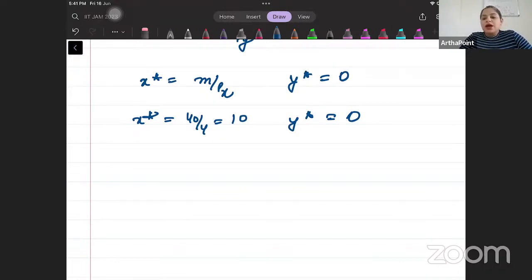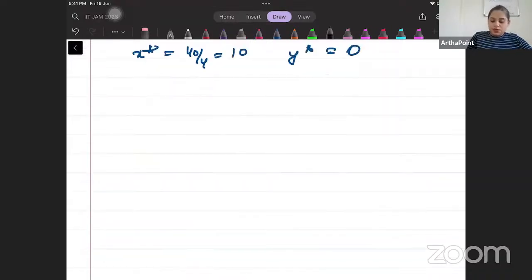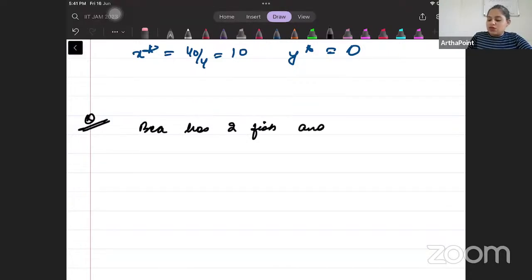Okay. Now, what we will do next, the questions that we will take next will be related to general equilibrium, beta. Okay. So please write down the question. You're given that B has 2 fish and 6 coconuts, right?